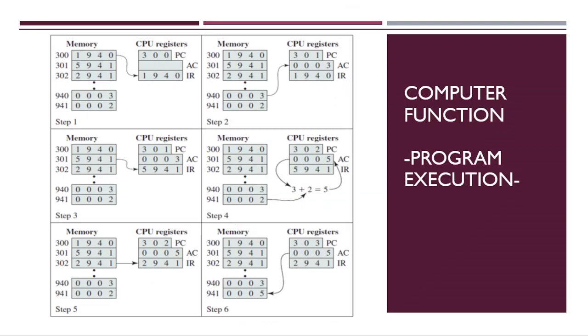Before this, you learned about the computer components that consist of the memory, CPU, and input-output modules, and then you also learned about the instruction cycles and instruction execution. You know the format of the instruction, what registers are involved in the CPU, and so on. Now we are going to have a further look at the program execution. This is the overview of the program execution, starting from step 1 until step 6.